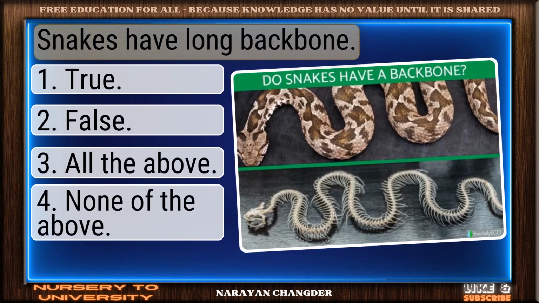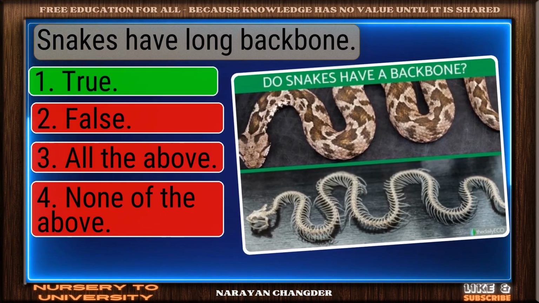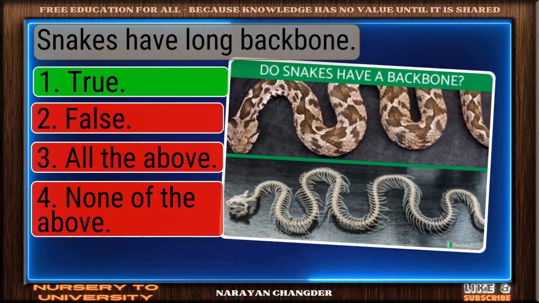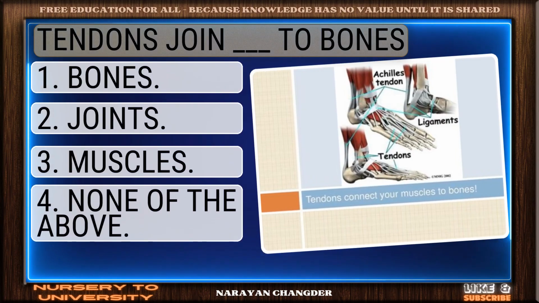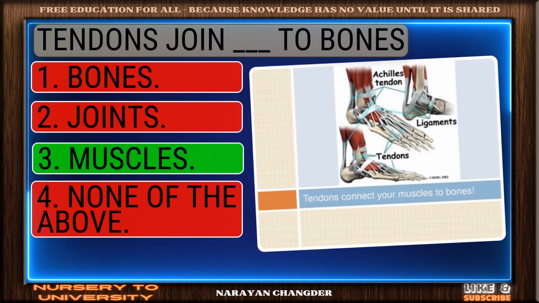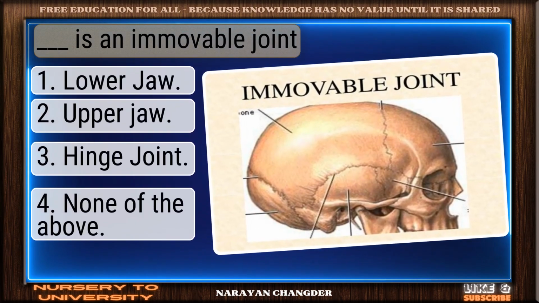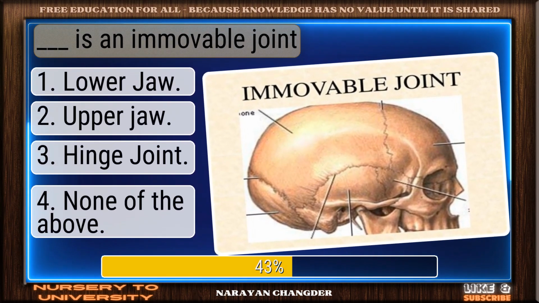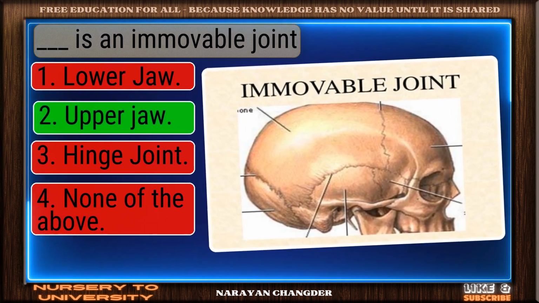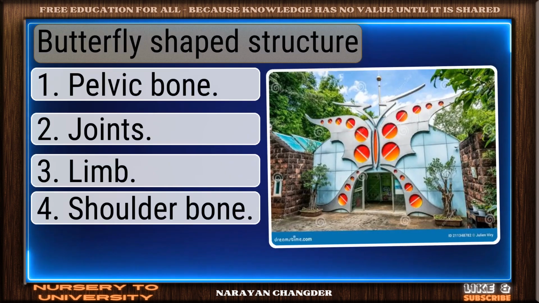Snakes have long backbone. Solid response. True is a valid choice. Tendons join dash to bones. Right choice. Muscles is the best answer. Dash is an immovable joint. Perfect. Upper jaw is the correct choice.